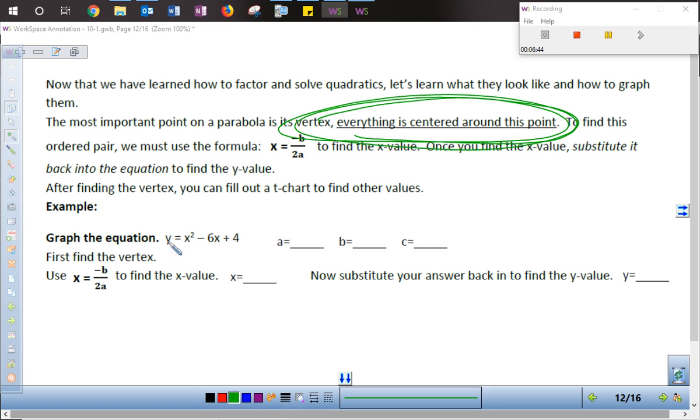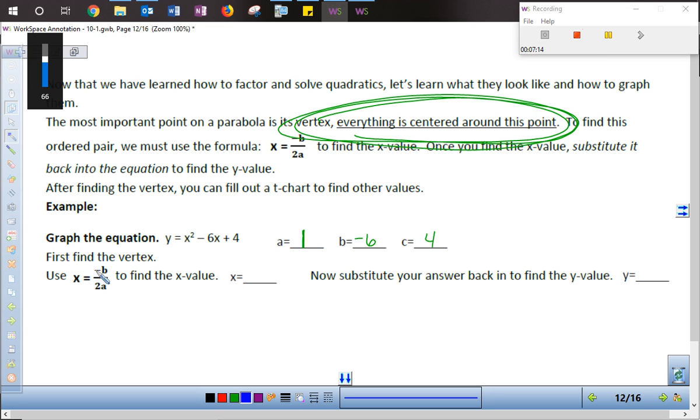So it says graph the equation y equals x squared minus 6x plus 4. The first thing I want you to do is identify your a value, your b value, and your c value. Now the a value is the number directly in front of x squared, so that's 1. The b value is the number directly in front of our x to the first, so that's negative 6. And our c value is the constant hanging out here at the end, so that's 4. Now we can use these numbers to find my vertex.